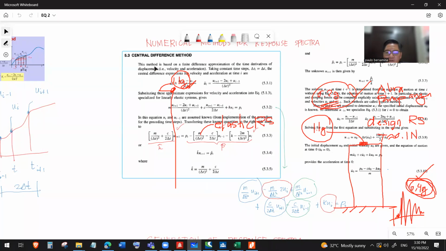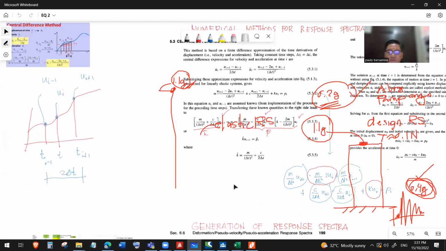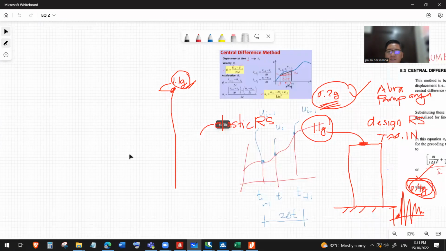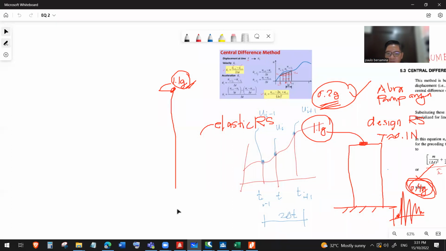I think, yeah, in our spreadsheet, we'll be using the central difference method. Yung last time sinolve natin, Newmark's beta. So therefore, you can also use Newmark's beta method here, although na-prepare ko yata central difference. But before that, let's discuss the equation of motion again. Equation of motion.